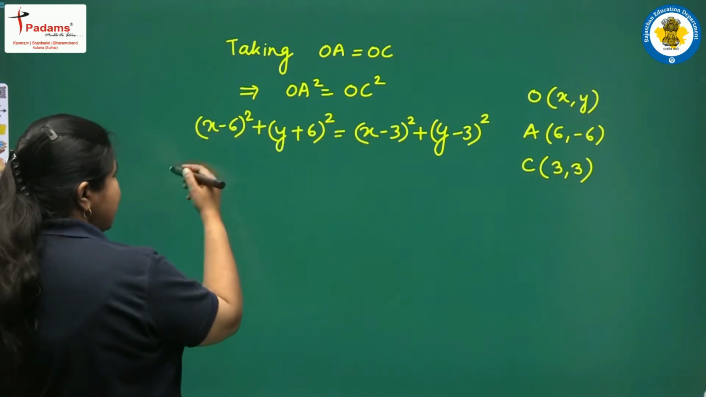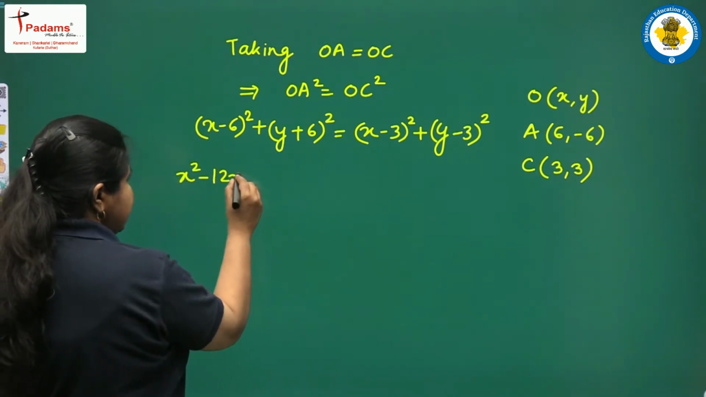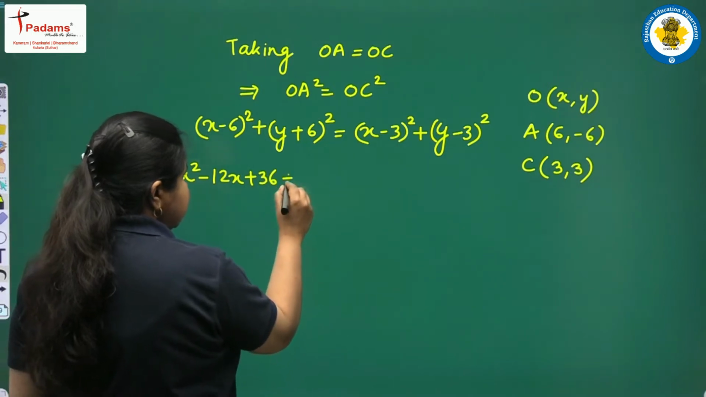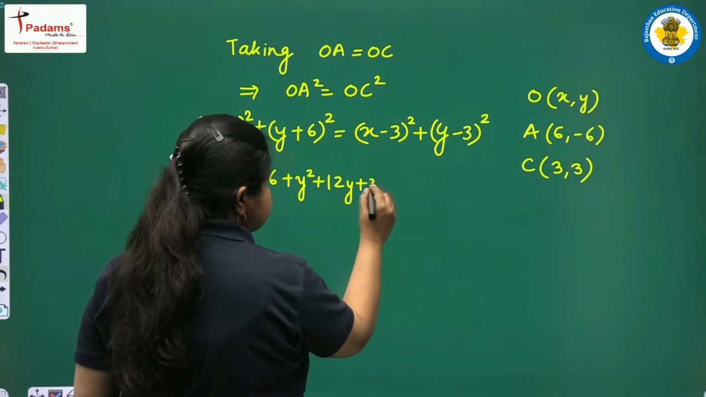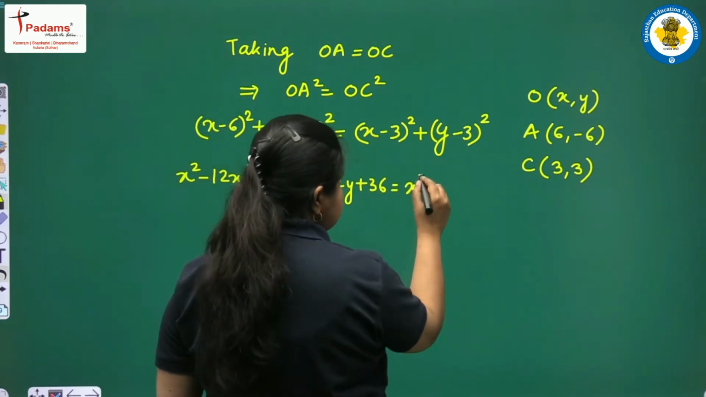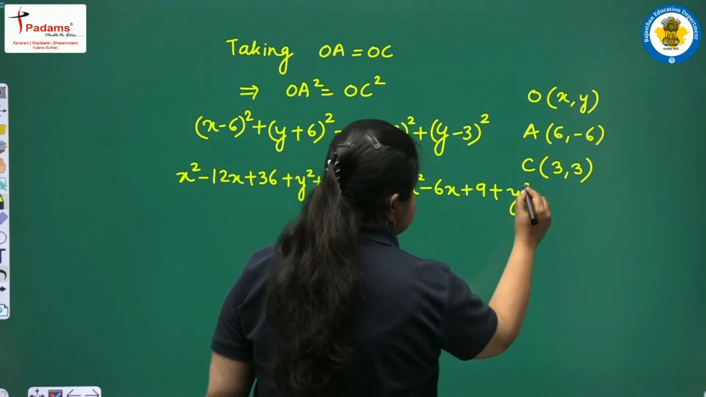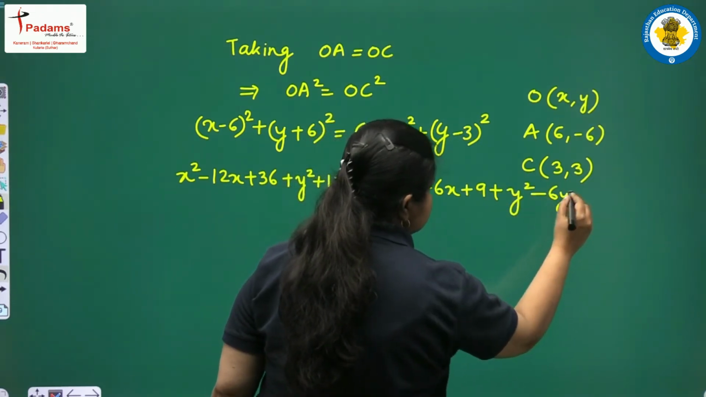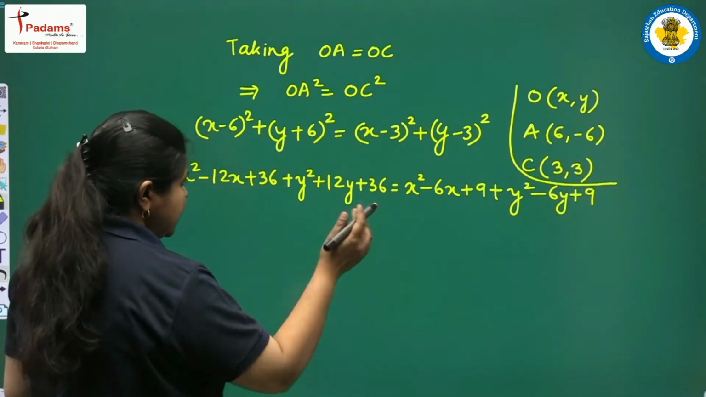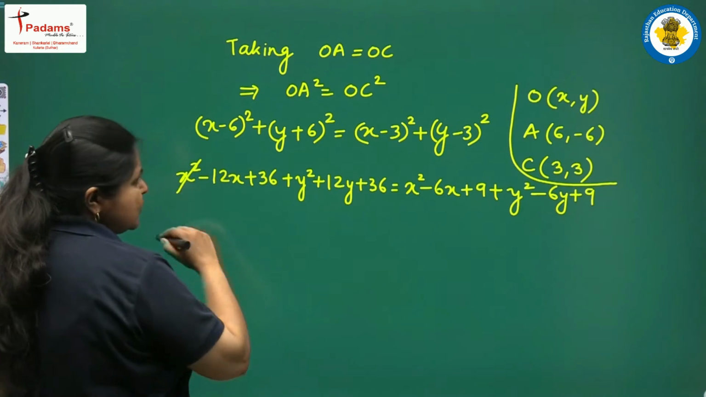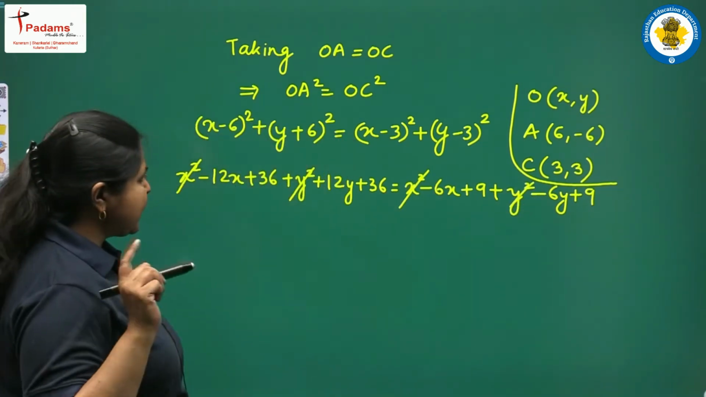Now we can square these binomials. It will turn out to be x square minus 12x plus 36. ये हो जाएगा आपका y square plus 12y plus 36. This will be equal to x square minus 6x plus 9. Here we will have y square minus 6y plus 9. This is in the rough part, okay, the coordinates. Now we have to simplify. Like terms दोनों तरफ जो हैं उनको cancel कर सकते हैं. x square, y square cancel हो गए.